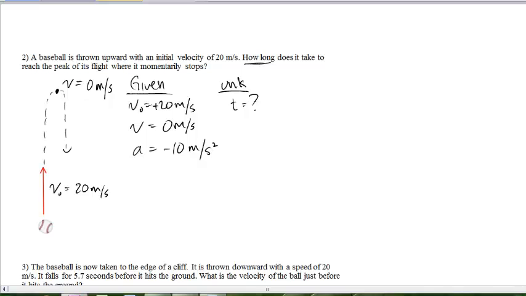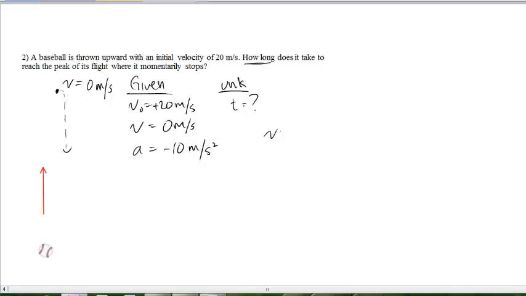Looking through our equations, we find that the most convenient one to use is this one here. And solving that for time, we get v minus v naught divided by a. Plugging in my numbers once again, 0 minus 20 divided by negative 10. I have a time of 2 seconds.